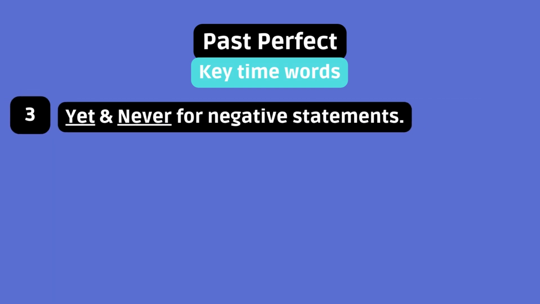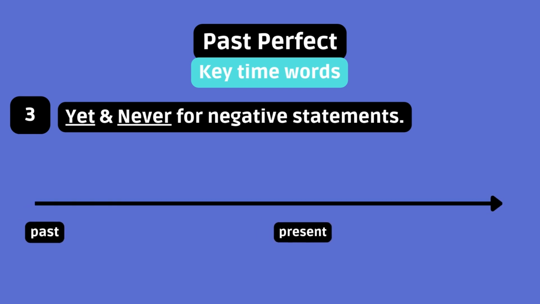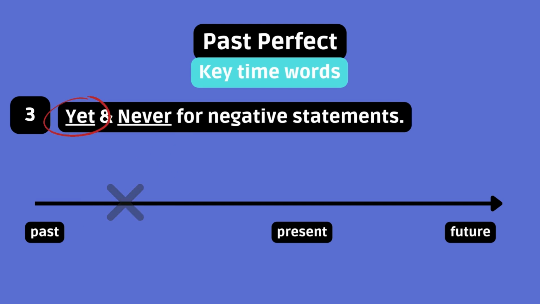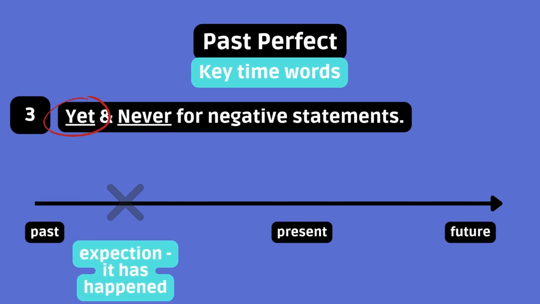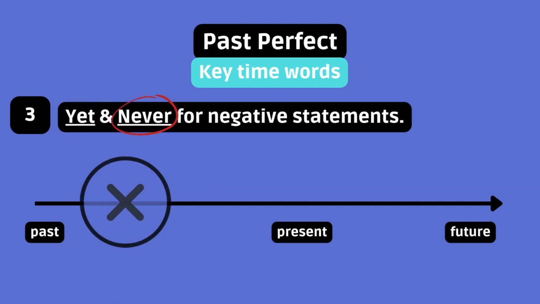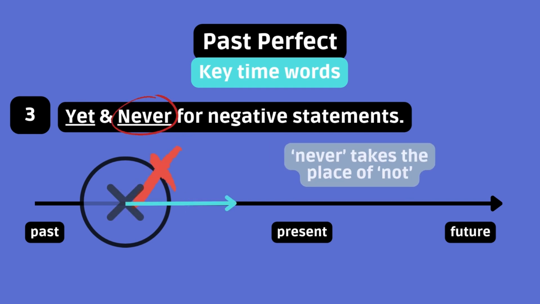Yet and never for negative statements. Both words are used to convey that an action in the past hadn't happened up to a point in the past. With yet, there is the expectation that the action has happened later or will eventually happen. While never implies that the action hasn't happened until a certain point when that changed.